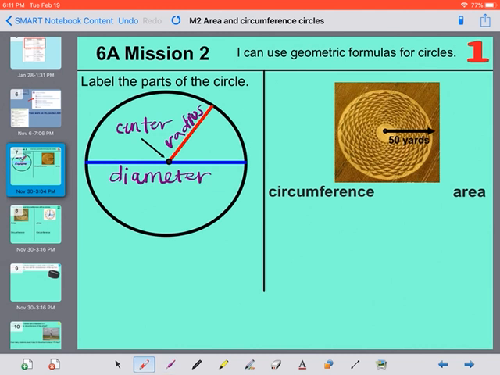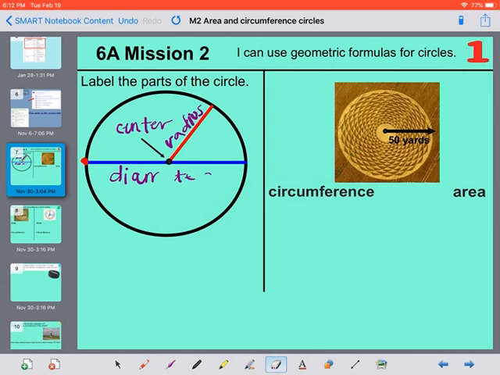So one thing to note, our radius could also go from here to here, or here to here, or here to here. It doesn't matter. A radius is from any point along the edge of our circle to the center point. If we have two radiuses, or radii, we could call that the diameter, because the diameter is always straight across through the center point. So note that our diameter goes through the middle.